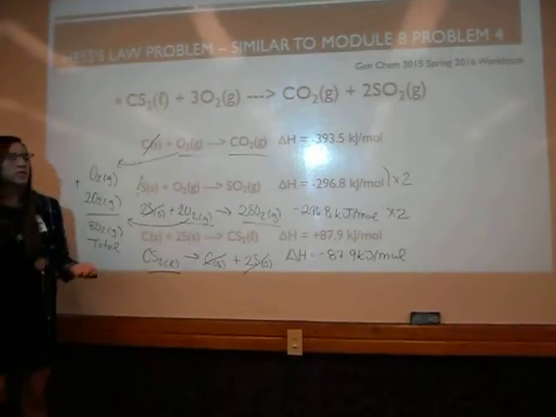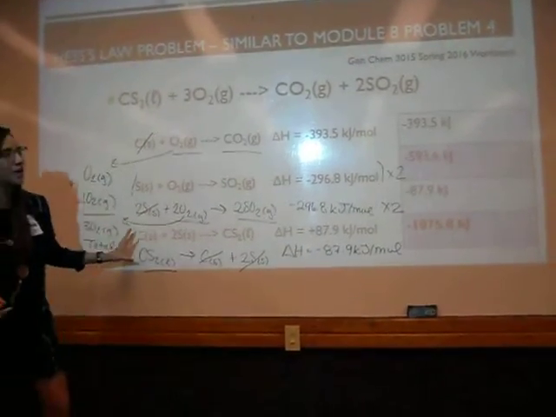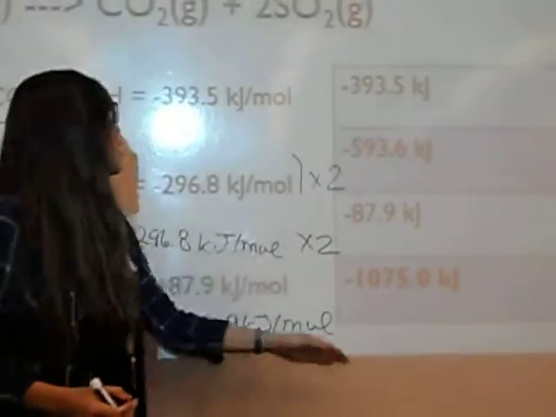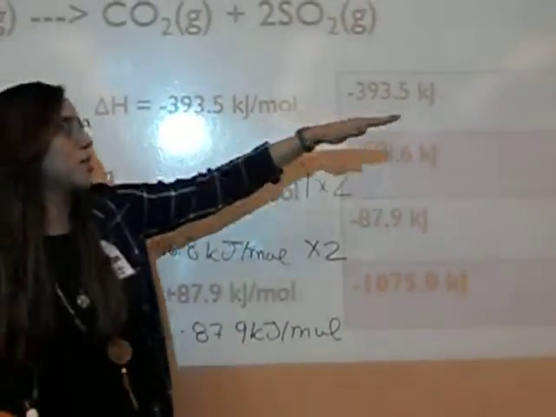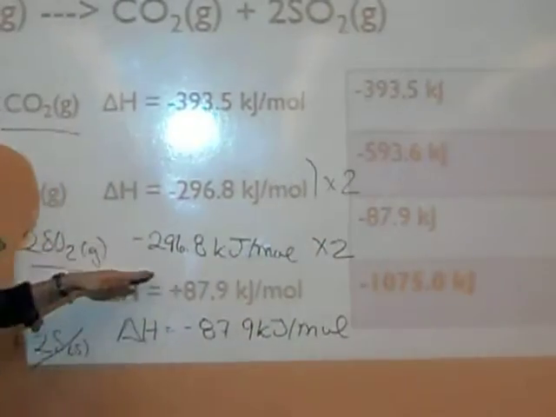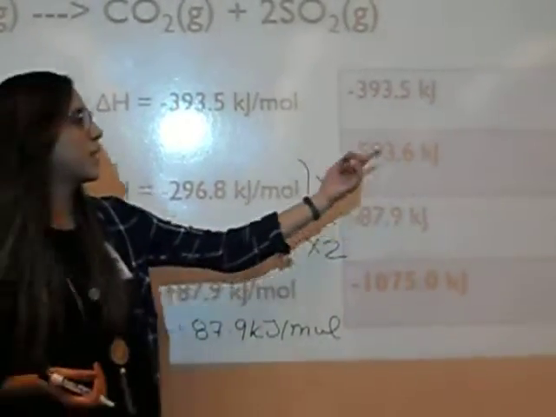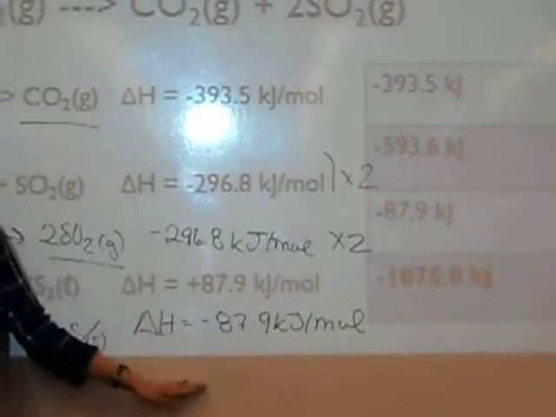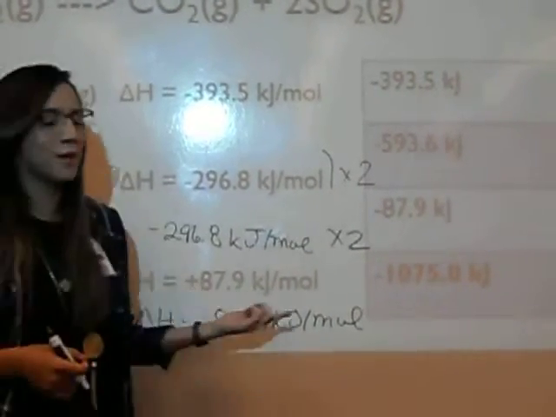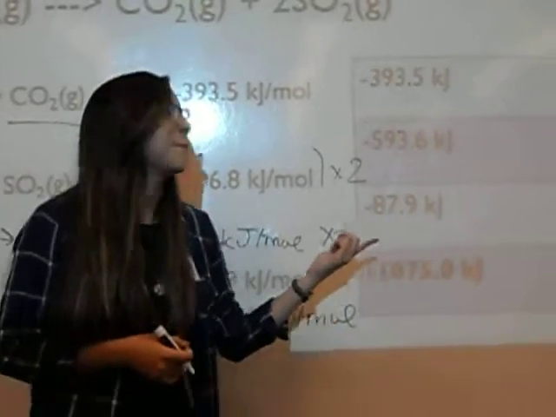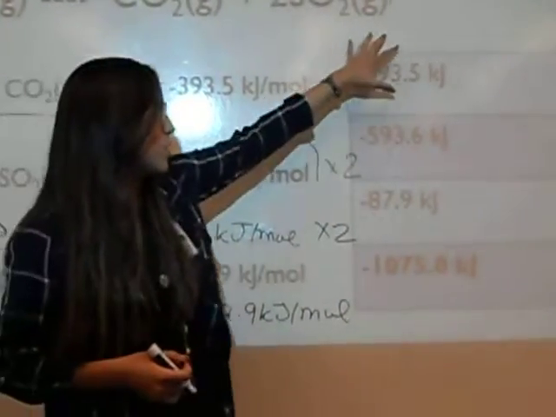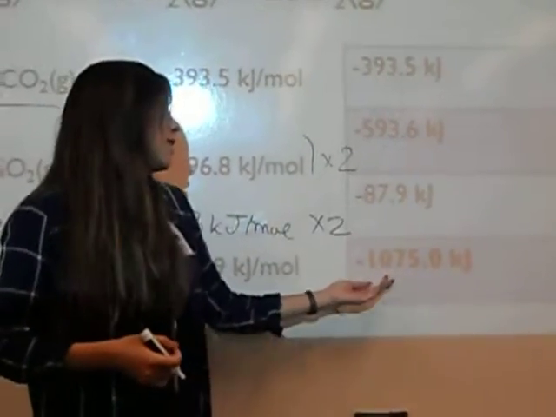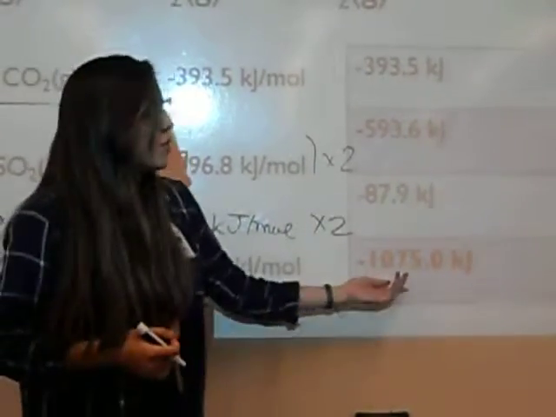Once you match up everything to your goal equation, all you have to do is look at the heats of reaction and add them all up. I didn't do anything to the first one, so the value stayed the same. The second one I multiplied by 2, which gives you negative 593.6 kilojoules. And the third one, I ended up flipping, so it went from being positive 87.9 to negative 87.9. Once you do that, you just add all of these up, and you get a total enthalpy of negative 1,075 kilojoules per mole.